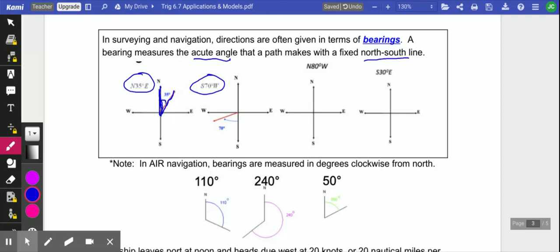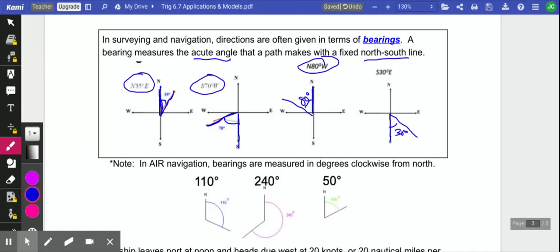If you're doing south 70 degrees west, from the south, you're going towards the west 70 degrees. So that's that angle. If you have north 80 degrees west, from the north, you're going to go 80 degrees towards the west. So that way. So this would be an 80-degree angle. And then south 30 degrees east. So you're going to go towards the east 30 degrees. So it looks something like that. Now, those are used for ships.